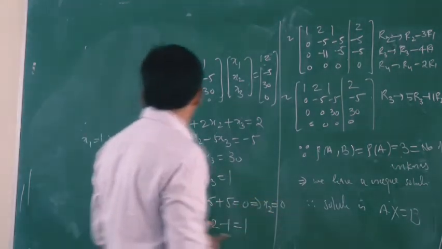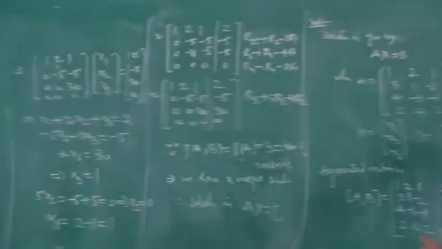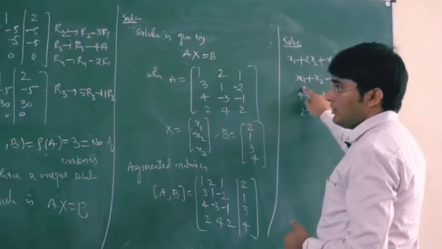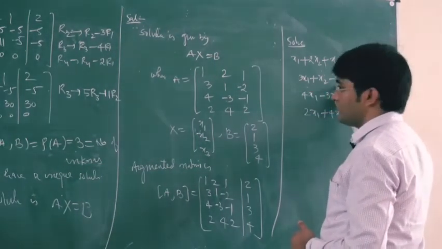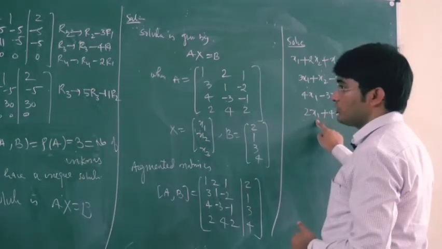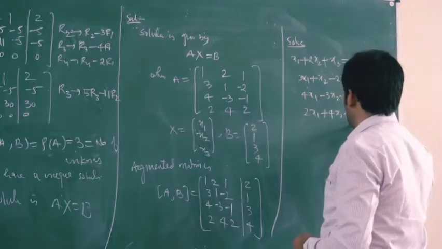And we can easily verify this solution. If we put x1 equal to 1, x2 equal to 0 and x3 equal to 1, then we will have 2. Then we will have 3x1 minus 2 will be 1, 4 minus 1 will be 3 and 2 plus 2 will be 4.